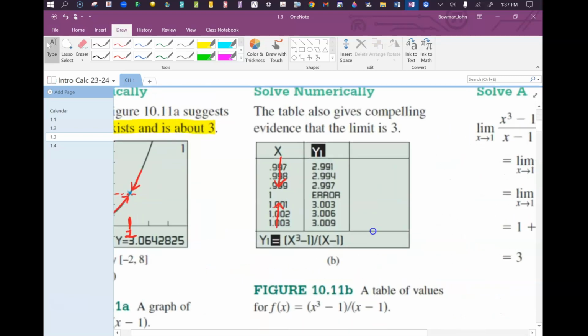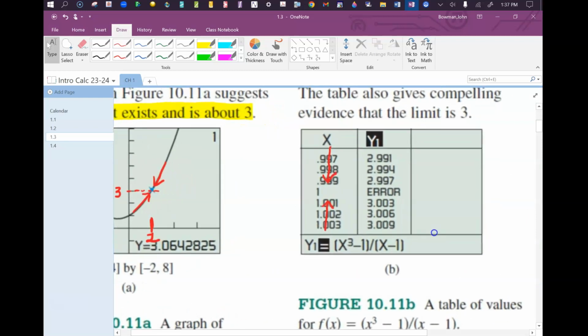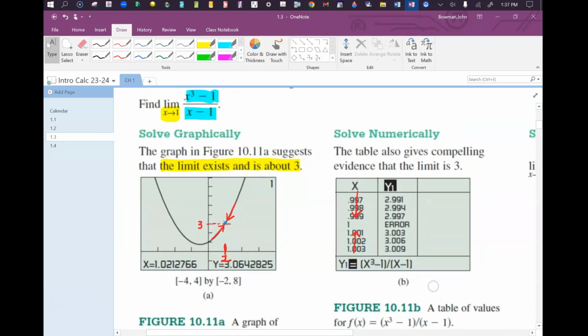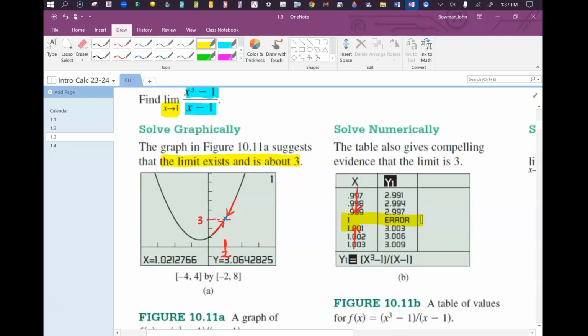So, in other words, you can't really see it in the graph, but in this table, we're interested in the limit as x approaches 1, but at x equal 1, the function does not exist. However, as x approaches 1 from the left, f of x or y appears to be approaching 3. As x approaches 1 from the right, f of x or y appears to be approaching 3, which is what we see on the graph as well. What we can't see on the graph is that the function doesn't exist at x equal 1.